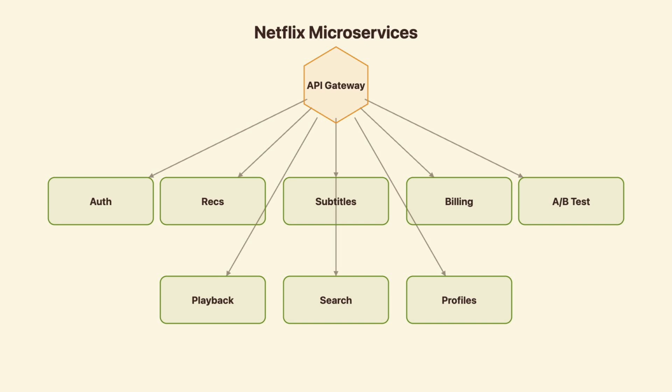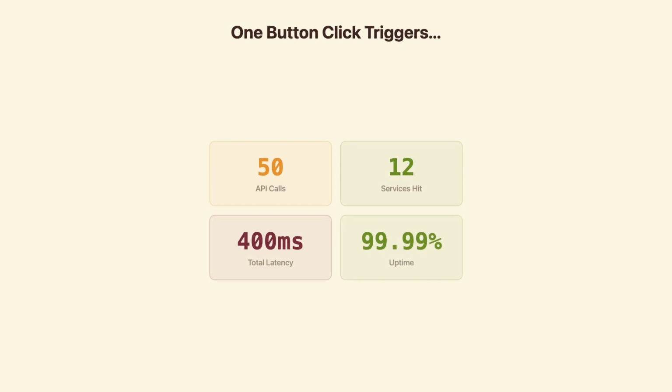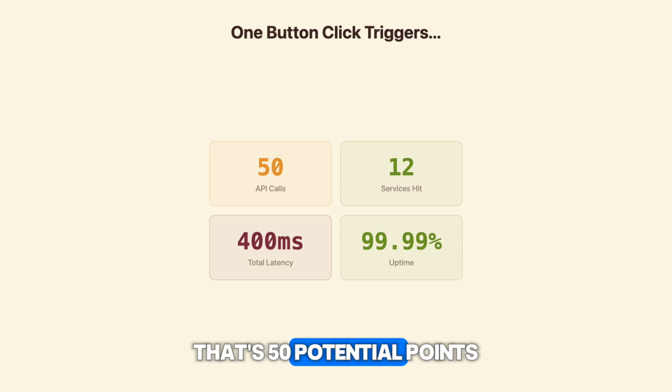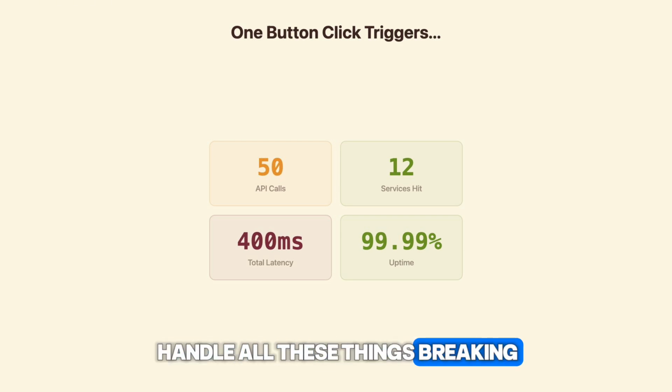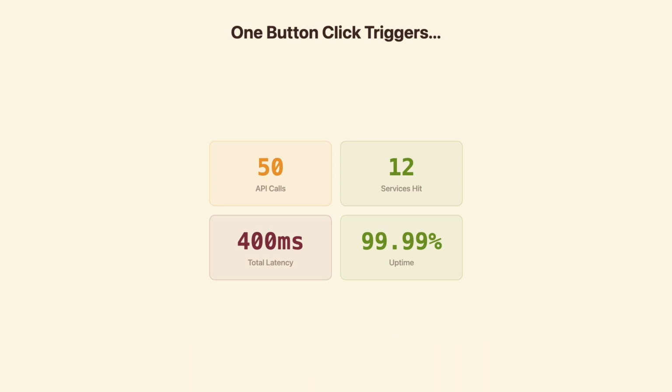Any service can fail without taking down the entire platform. One team can deploy updates to the billing service while another team is fixing recommendations. No coordination needed. No waiting. But here's the cost. One button click on your Netflix homepage can trigger requests to 50 different services. That's 50 potential points of failure. So how do they handle all these things breaking? They don't prevent failure. They expect it.